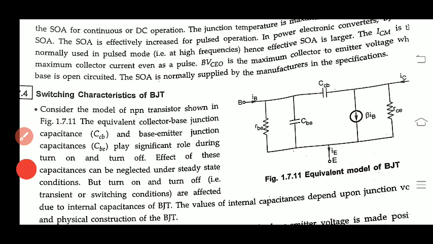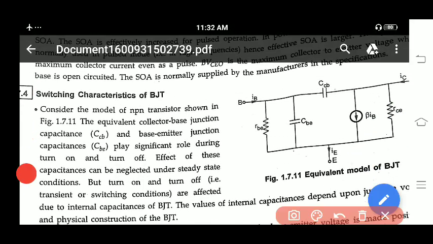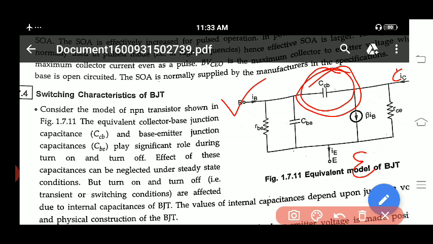So this is the equivalent model of the BJT. This is the base region, this one is the collector region, and this is the emitter region. The equivalent model we have drawn here. In between base and collector, there is a junction. In that junction, there will be a capacitance, which can be represented by CCB, that is, between collector and base.